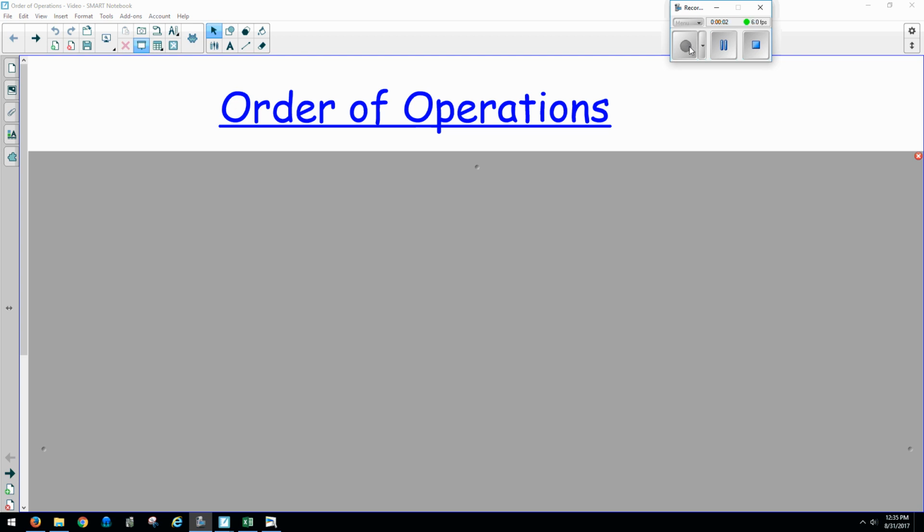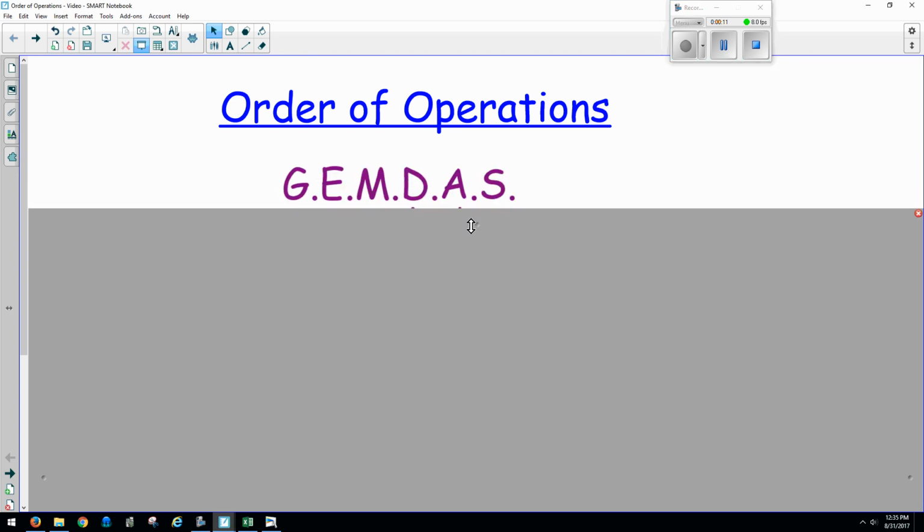Today we're going to be talking about order of operations, and you may have heard PEMDAS before, but I want to do a little bit something else, and that is GEMDAS. So GEMDAS is sort of related to PEMDAS, but it's not as limited. So let me show you what this stands for.